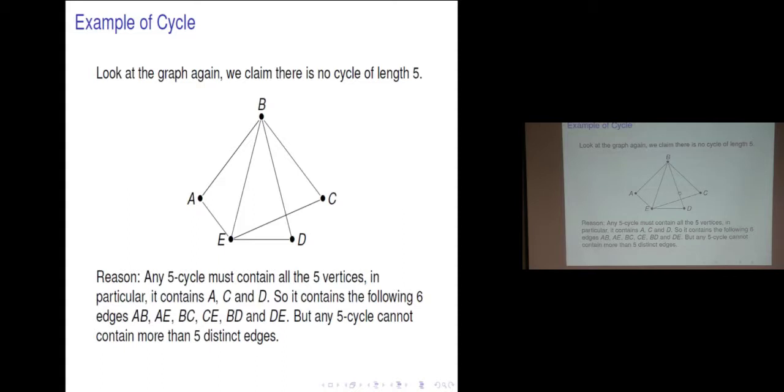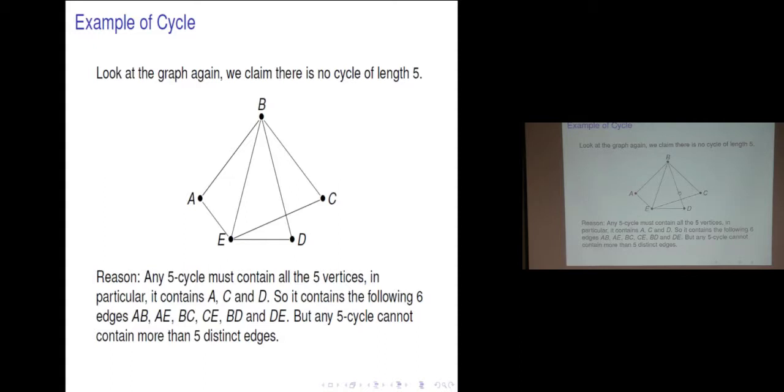Because this is just an example, we try to help us understand the words. Any 5-cycle means a cycle of length 5. Any cycle of length 5 must contain 5 vertices, right? So this is easy. It must contain all the 5. Now, in particular, it will contain A and C and D. That's sure, because it contains everybody. So it must contain A, C, and D.